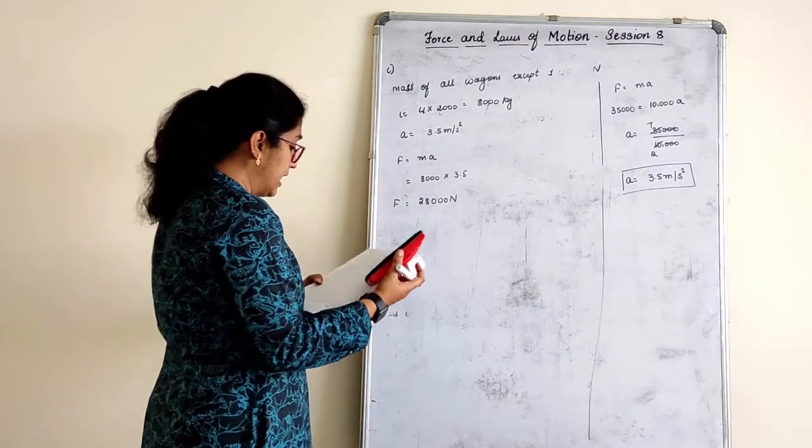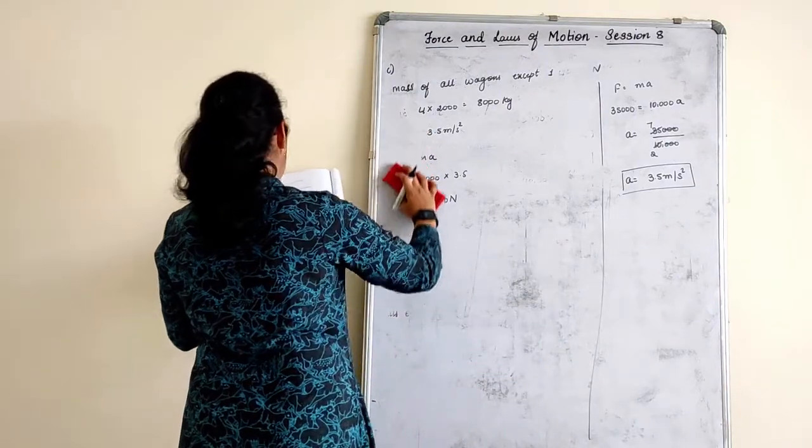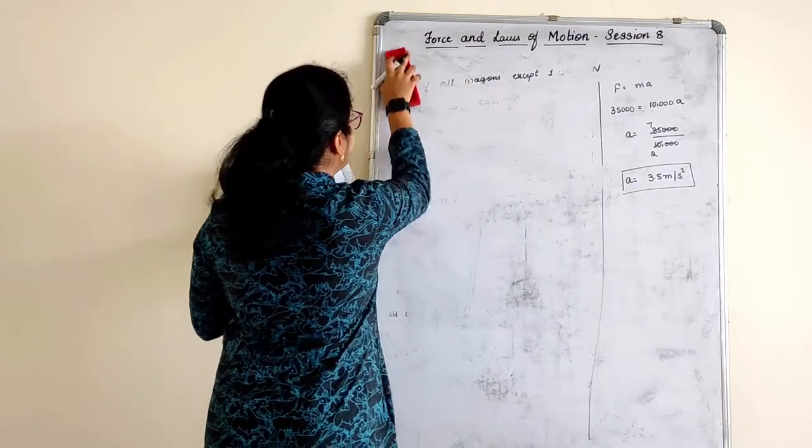An automobile vehicle has a mass of 1500 kg.